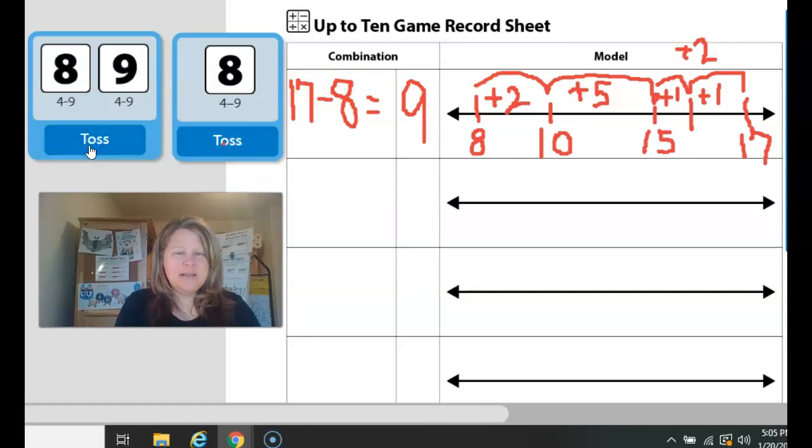I'm going to toss the dice. I got another 8 and a 9. We already did that. Let me toss it again. Let's try something different. How about 6 and 9?